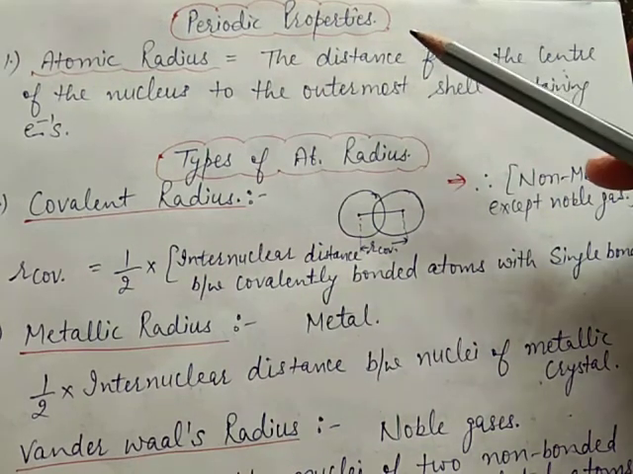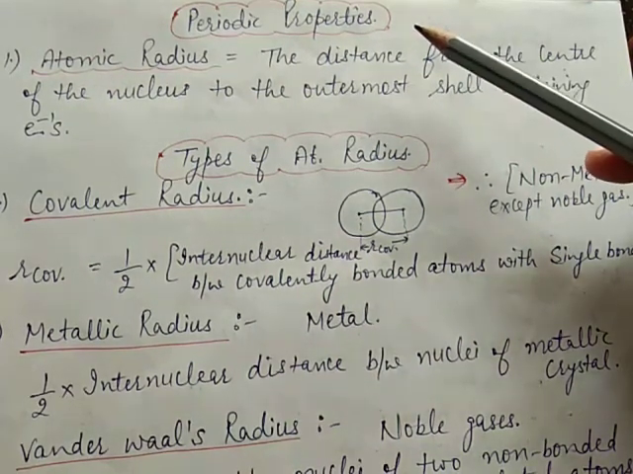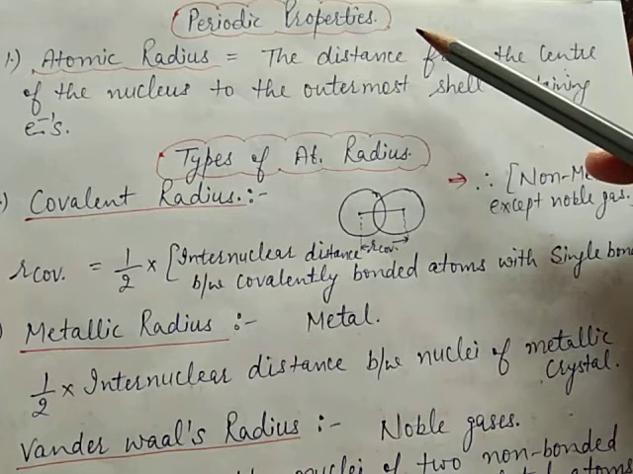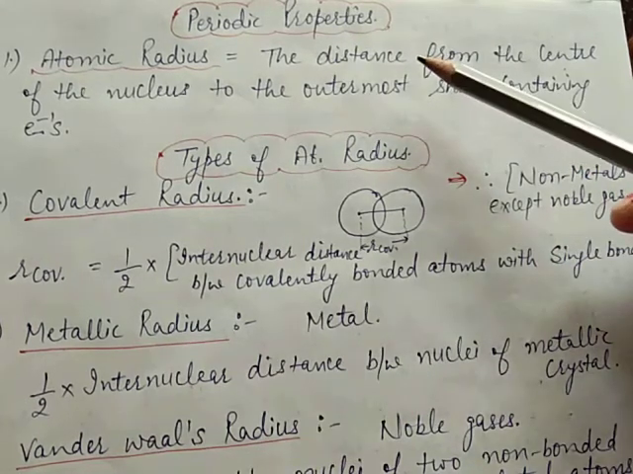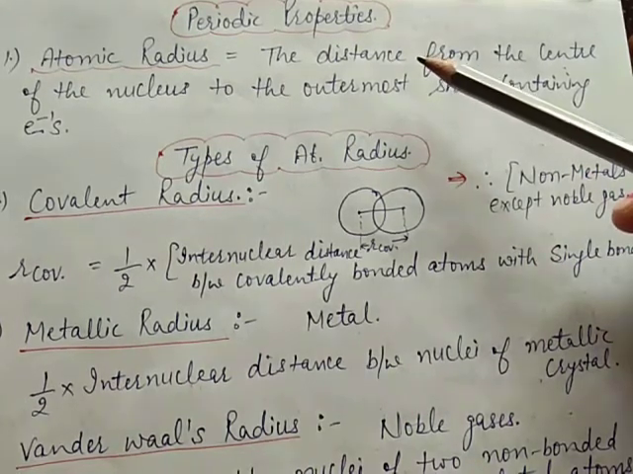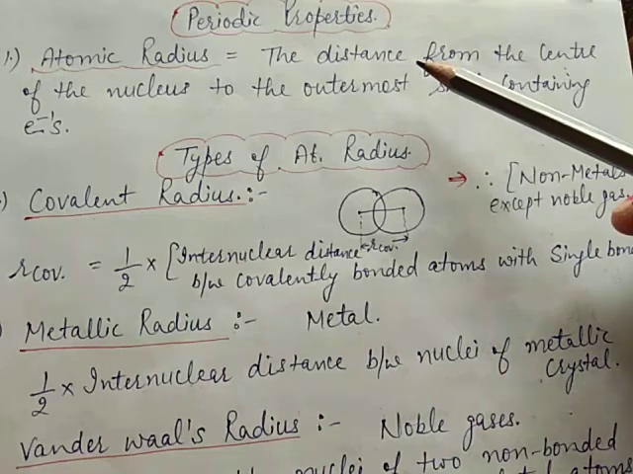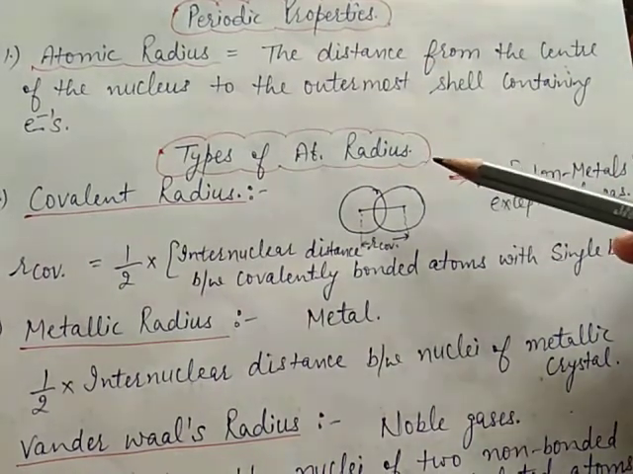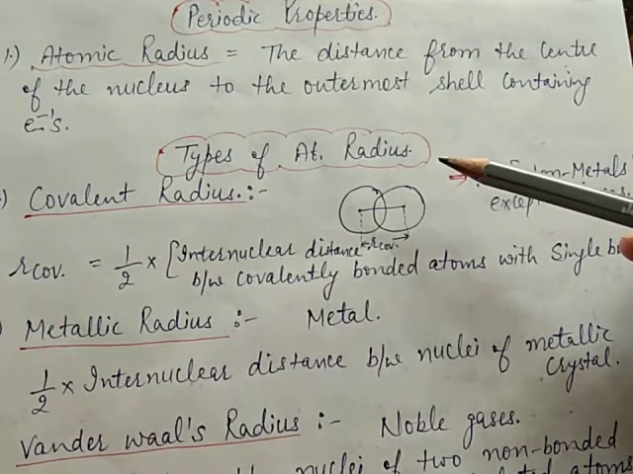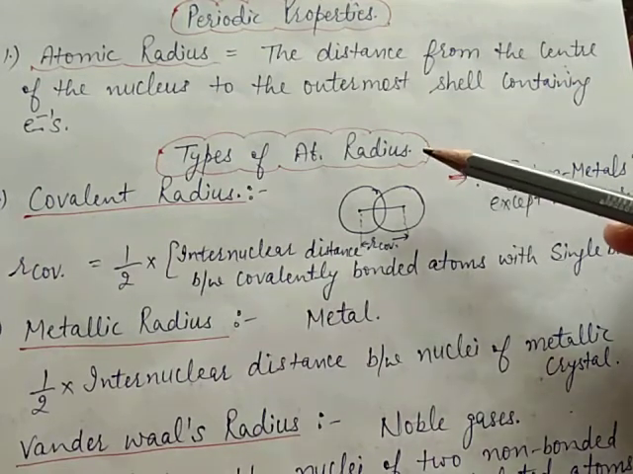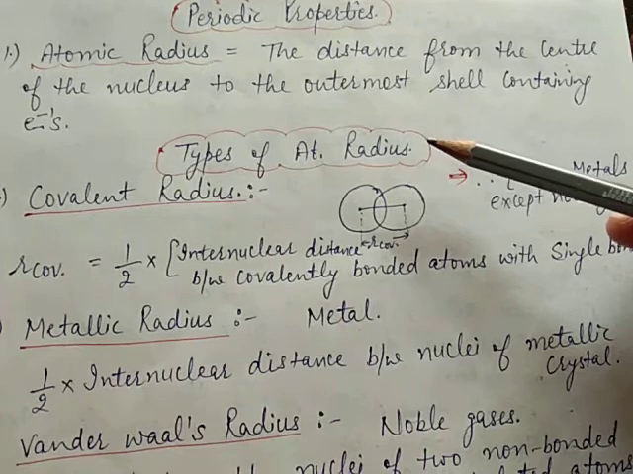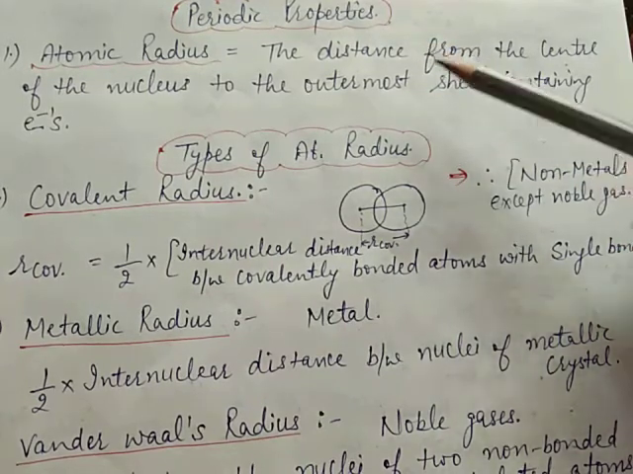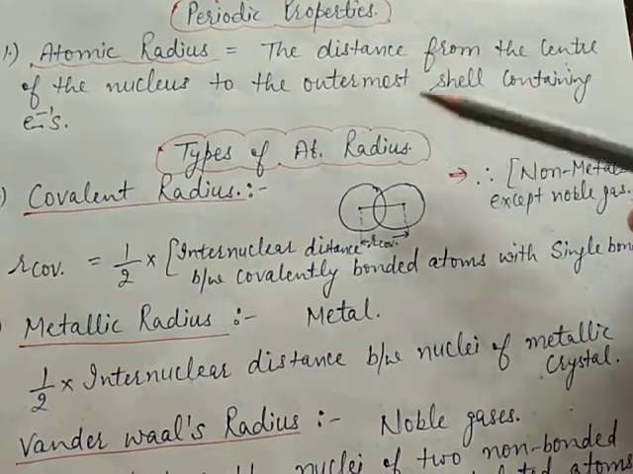Good morning, students. Today's topic is periodic properties, which means periodic trends in the properties of elements like atomic and ionic radii, ionization enthalpy, electron gain enthalpy, and electronegativity. All these are physical properties.